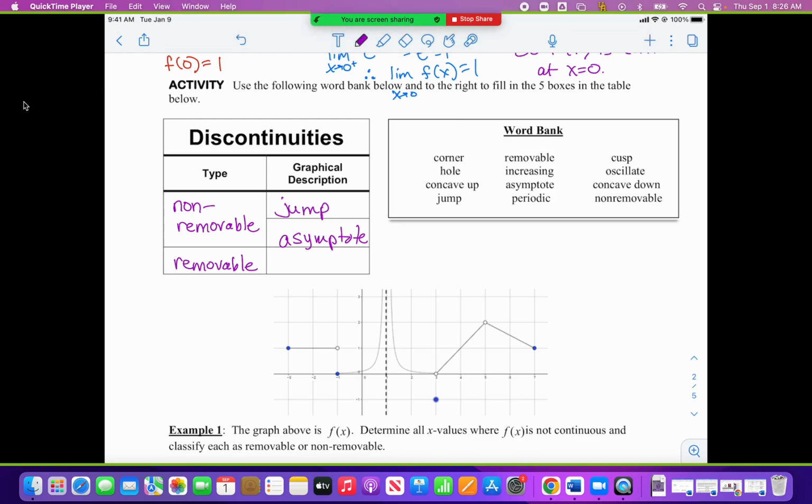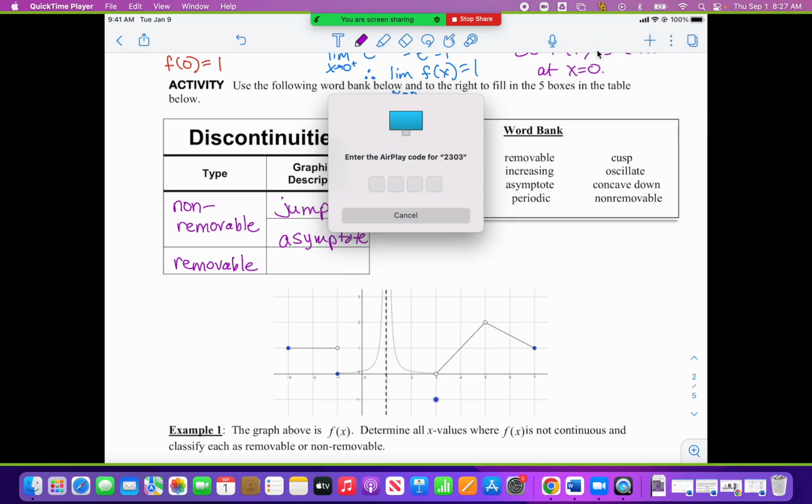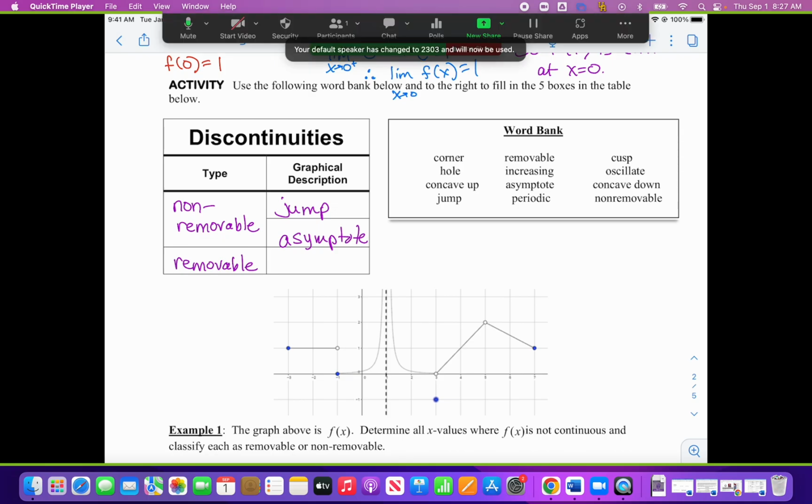Your screenshot stopped sharing. Oops. I wonder why. Thank you for letting me know. Yay, there it is. Okay, that was super weird.